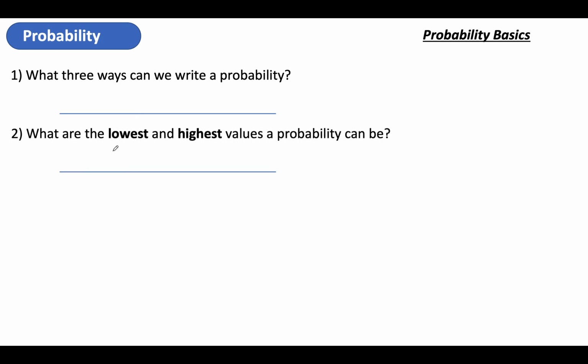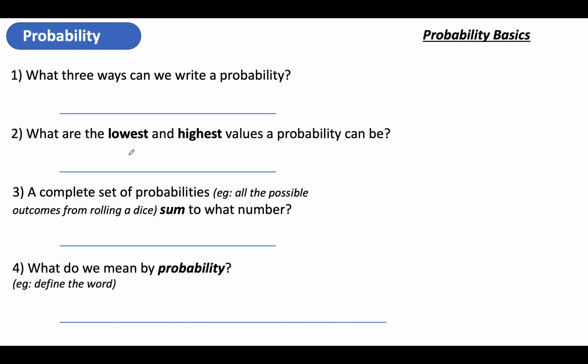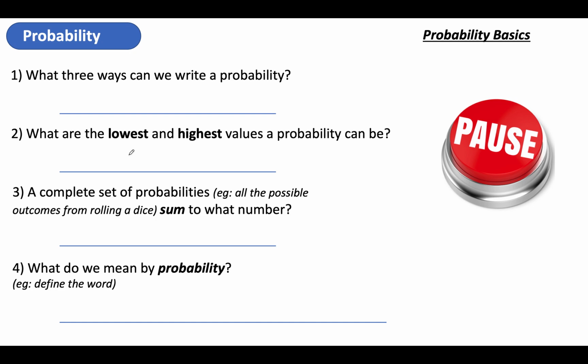And in that case, for those values, what's the lowest and the highest value that we can have for each? And then a complete set of probabilities, e.g. like if you're rolling a dice, there are all the different outcomes from a dice. If you add together the probabilities of all those different outcomes, what do they always add to? So basically, what do a set of probabilities always sum to? And lastly, what do we mean by probability? So basically define the word. In a brief sentence, what do we actually mean by probability? Okay, so I want you to pause the video, write down your answers, and then see if they match. So pause now.